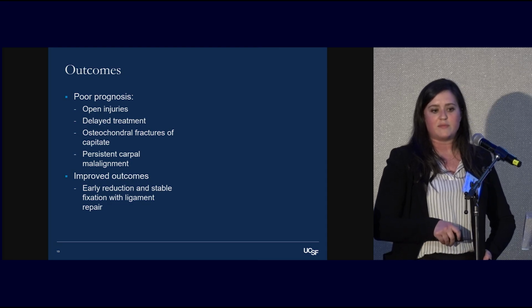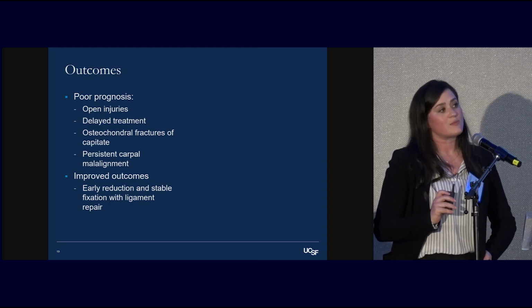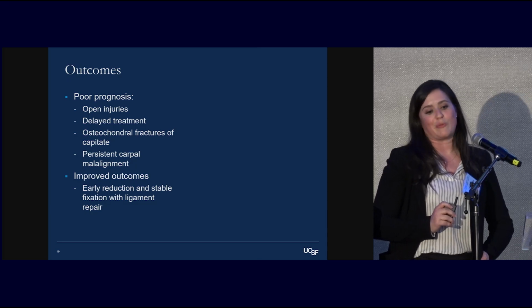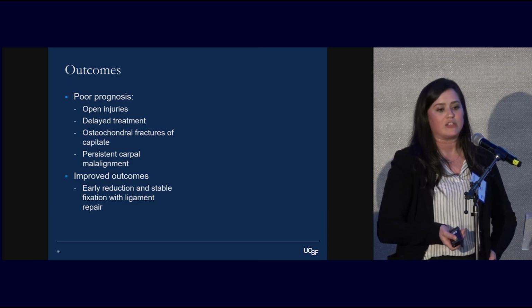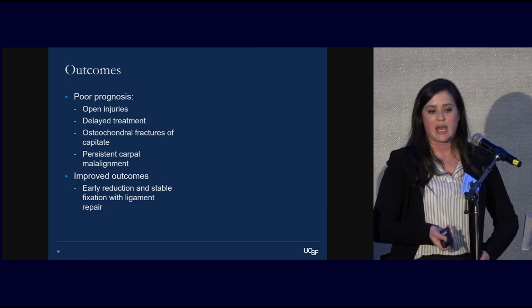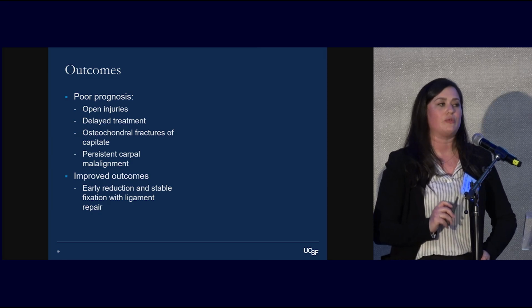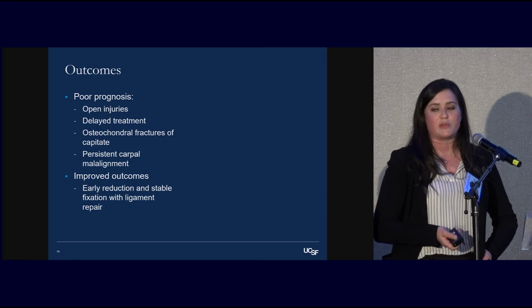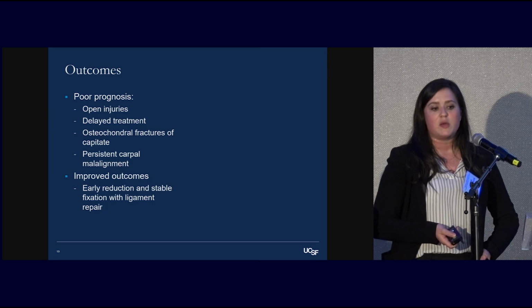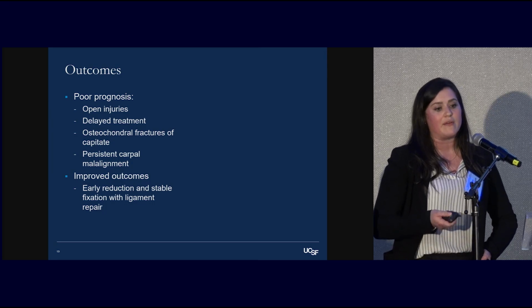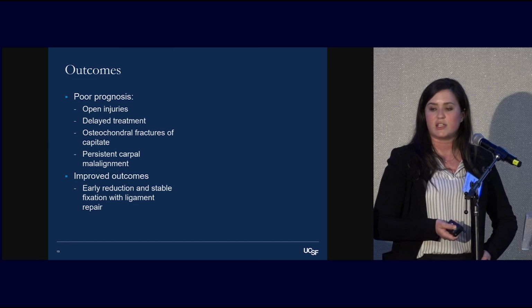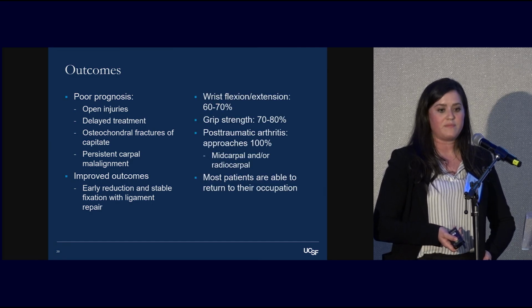In terms of outcomes, we often see these have not the best prognosis. Those that have poorer prognosis are those with open injuries, delayed treatment, or osteochondral fractures of the capitate because they're more likely to go on to arthritis, as are those with persistent carpal malalignment. Patients who have improved outcomes are those that have early reduction and stable fixation with appropriate ligament fixation.